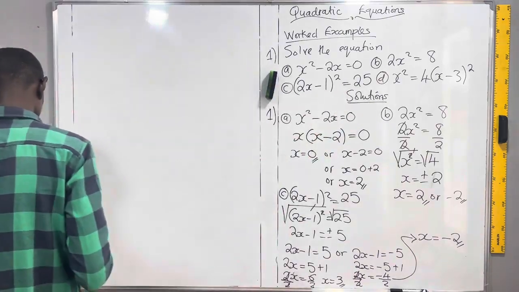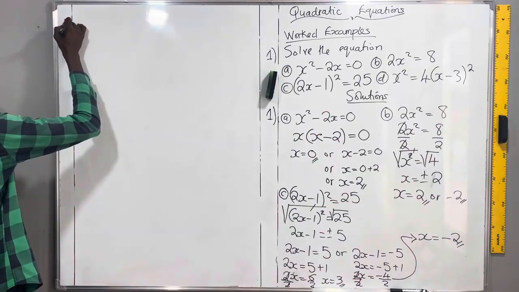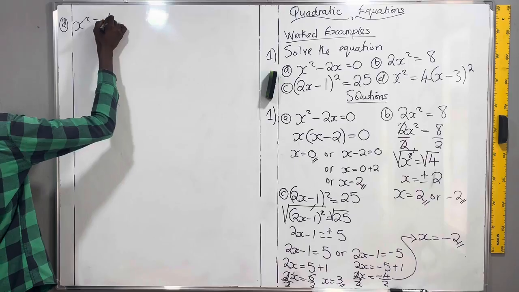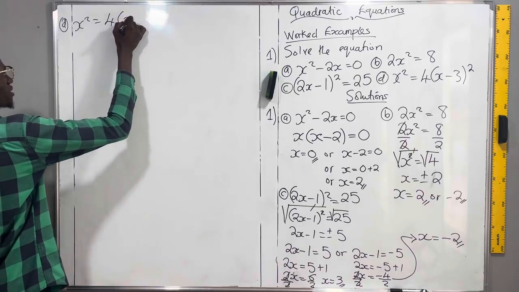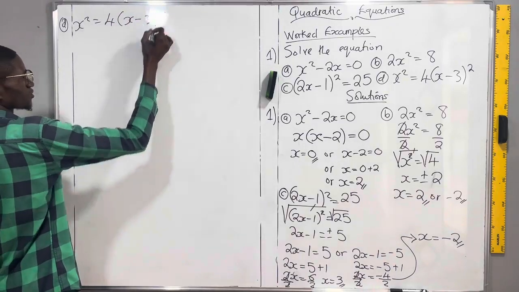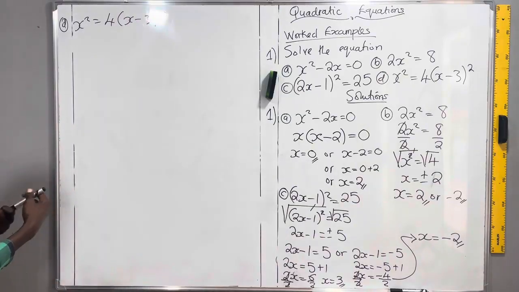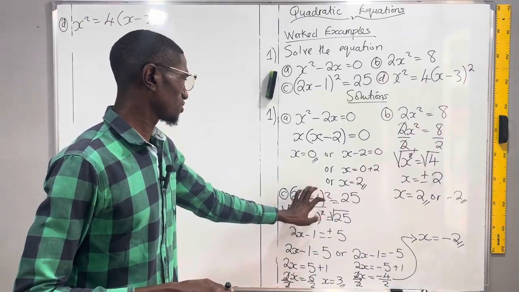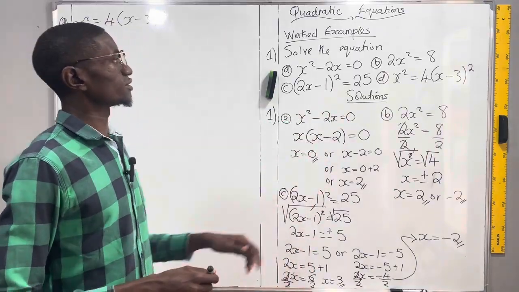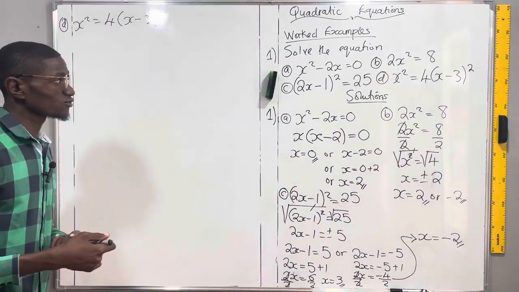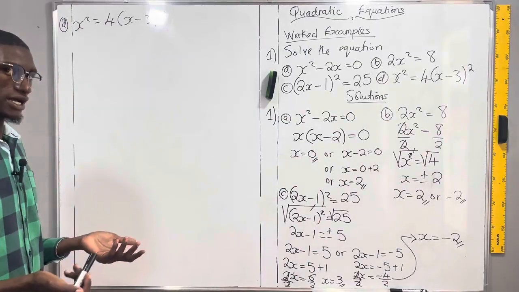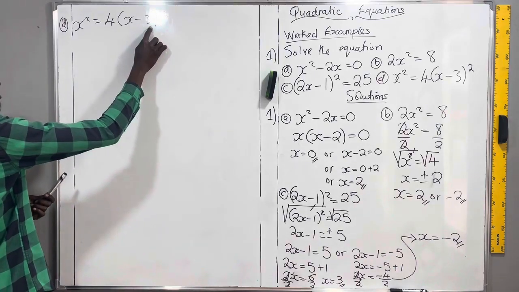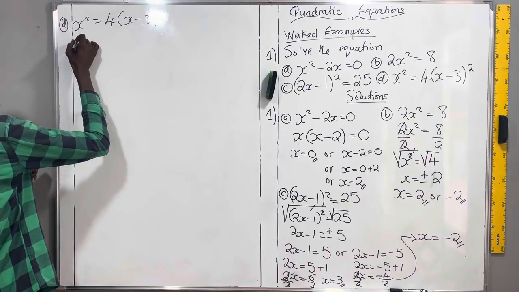So the last one is x squared is equal to 4 open bracket x minus 3 squared. Now you notice that this one looks a bit similar to this one. Except this one you don't have to square root both sides. You need to expand actually. So this 2 here simply tells us that this bracket is appearing twice. So we're going to expand it this way.